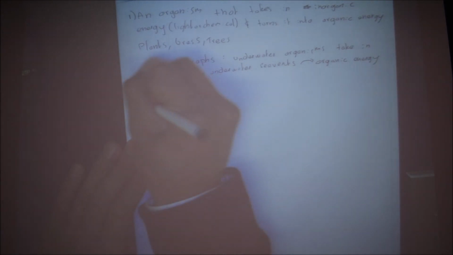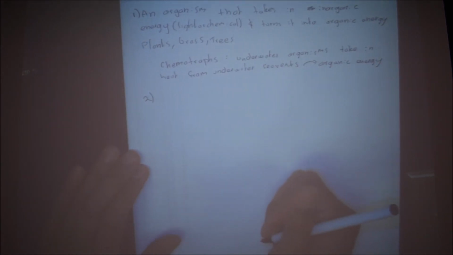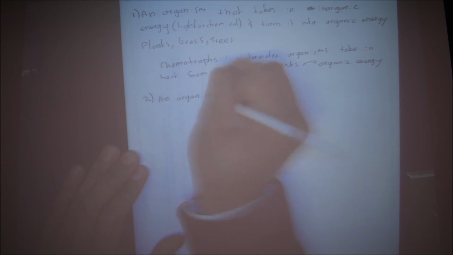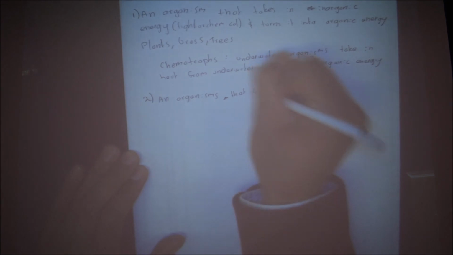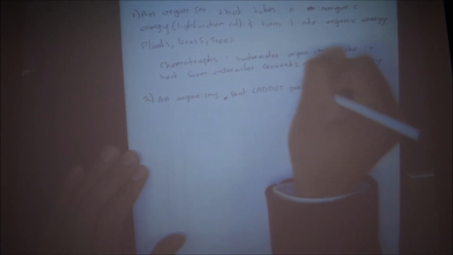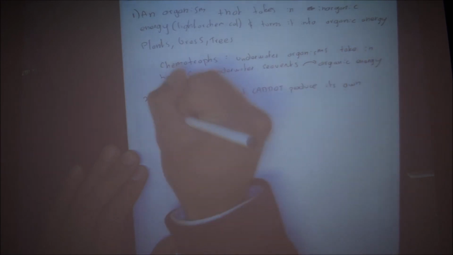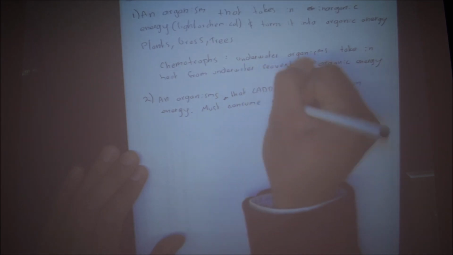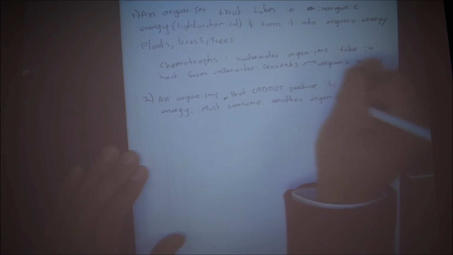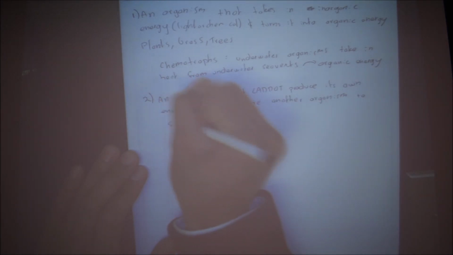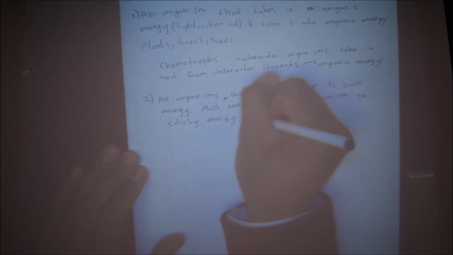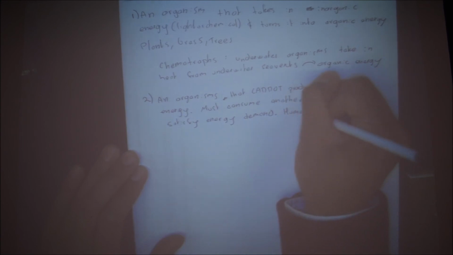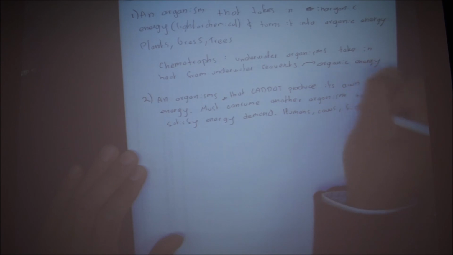Cool. All right, 2. What is a heterotroph? Heterotrophs obtain energy from foods they eat, such as humans, animals, and reptiles. Good job. So an organism that cannot produce its own energy. It must consume another organism to satisfy energy demand. This might include humans, cows, fish, etc. Okay, cool.